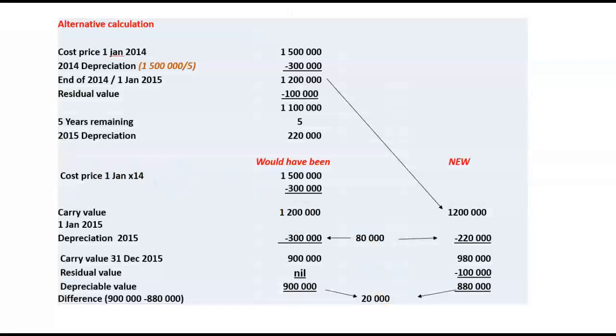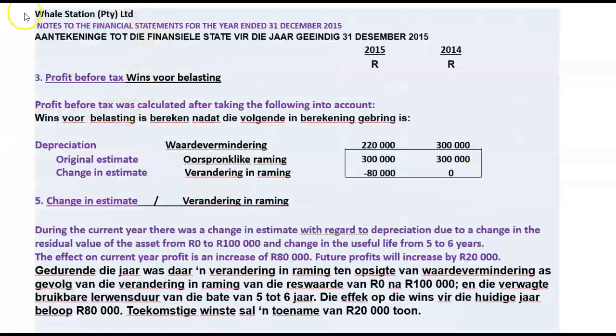They want us to disclose that. So you will start off with a proper heading on a one-line item. You're not going to say notes of Whale Station. Whale Station Pty Limited is a line item on its own line. And then we're going to say notes to the financial statements for the year ended 31 December 2015. We need to show comparative figures, 2015 Rand, 2014 Rand. You must put the Rand down as well.